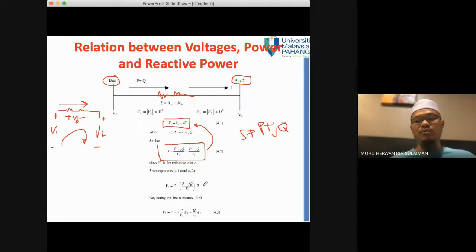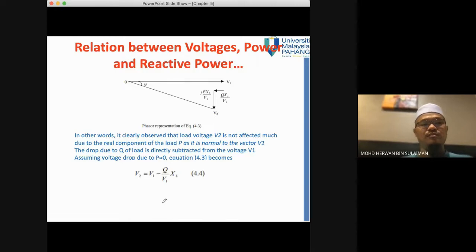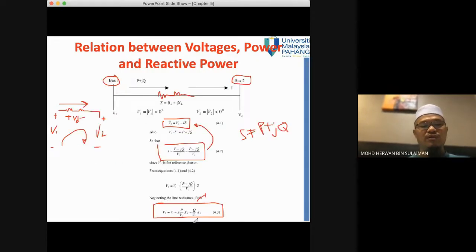Since normally when we learn about the power system, the ratio of X to R is much larger. Normally we assume that our R is almost 0, so you just set it to zero. We neglect the line resistance, and you get V1 minus jP over V1 times XL, minus Q over V1 times XL. So this is the relationship between the voltage, power and reactive power. Okay, so when we do the phasor representation, we can draw the phasor representation.